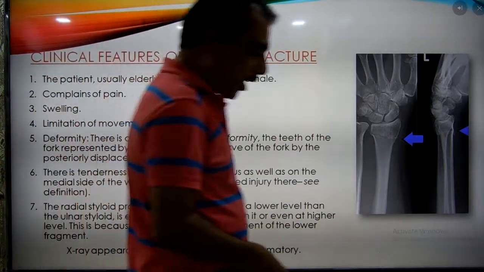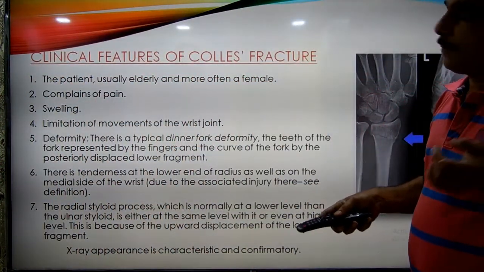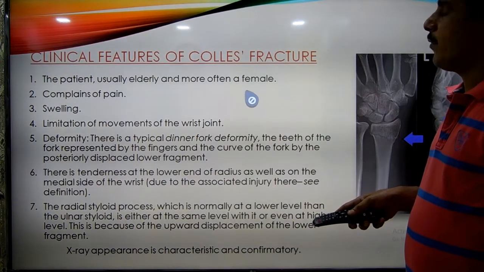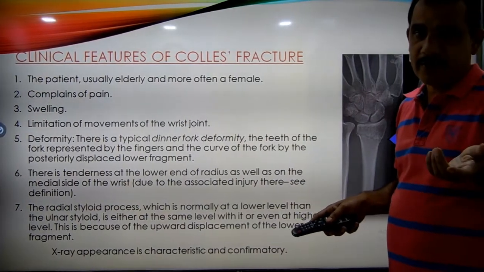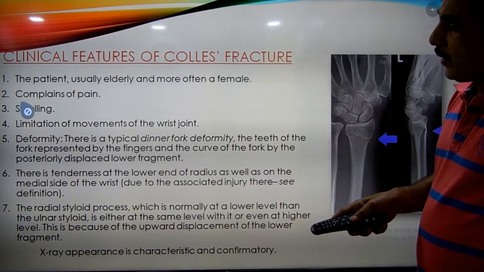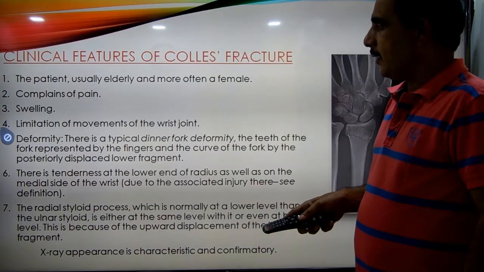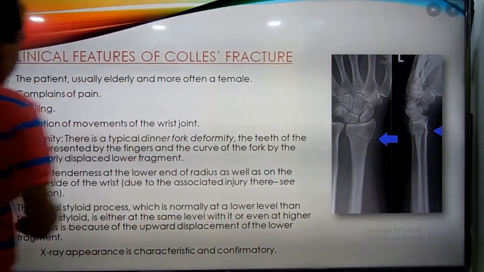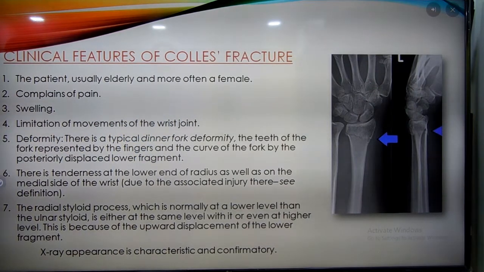The next, clinical features. The following are the clinical features. The first, the patient, as already seen, is usually elderly and more often female. Second, pain as usual in fractures. The swelling is considerable, isn't it? Then limitation of the movements of the wrist joint.